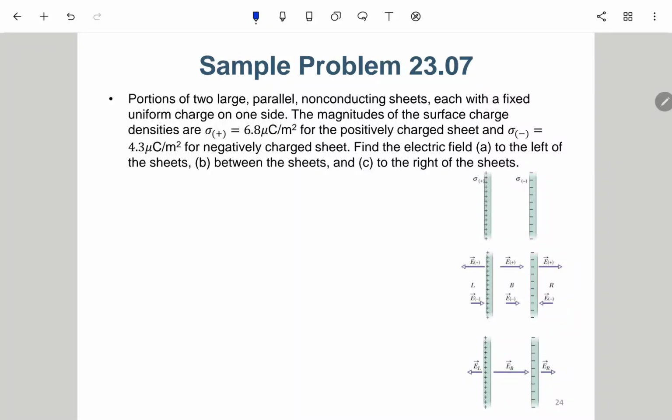Okay, so let's take a look at this sample problem. It says a portion of two large parallel non-magnetic sheets with a fixed uniform charge on one side. The magnitudes of the surface charge density are sigma plus for the positively charged sheet, and sigma minus for the negatively charged sheet. Find the electric field to the left of the sheets, between the sheets, and then to the right.